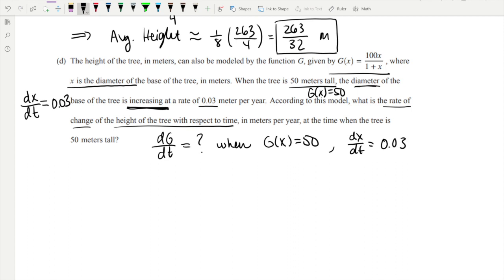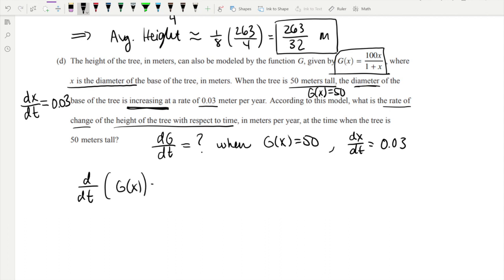So you see how the first battle of this part of the problem is just identifying, translating all of the verbal statements into mathematical statements. Remember, rate is always going to indicate a derivative, in this case with respect to time, so that's dt. Great. So now, well, they give us an equation for g. So if I'm trying to find dg/dt, I need to take the derivative with respect to time of my g equation.